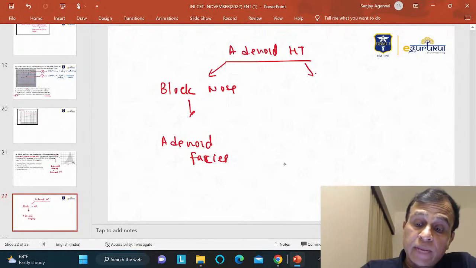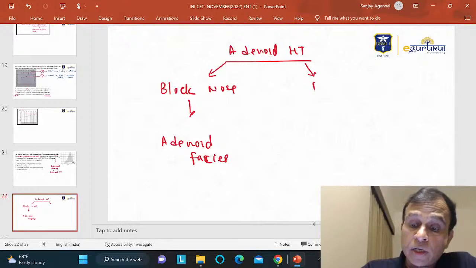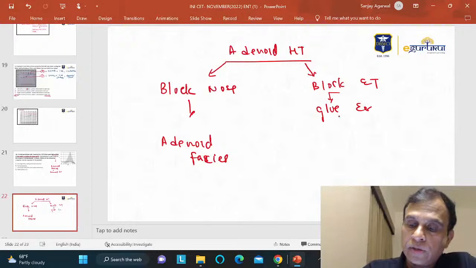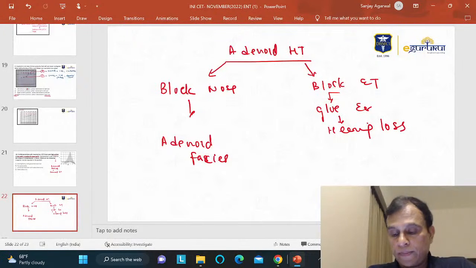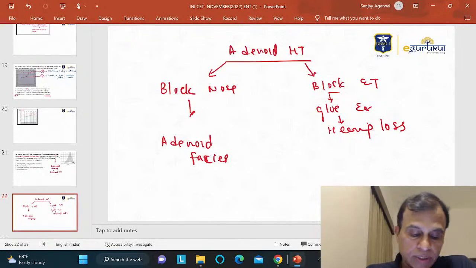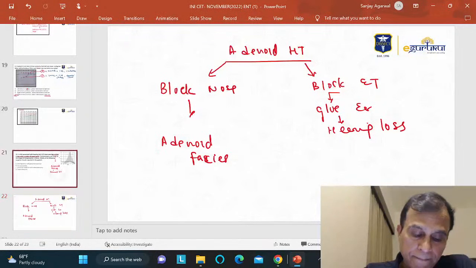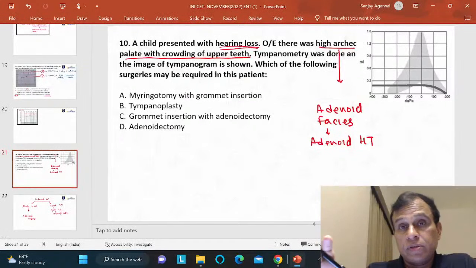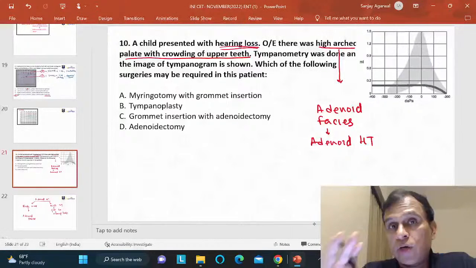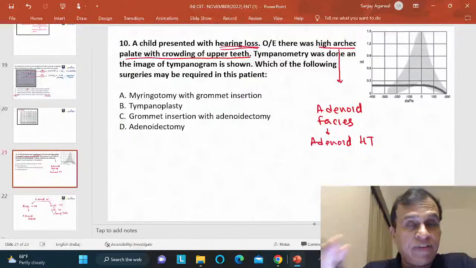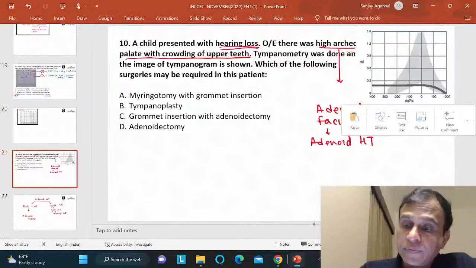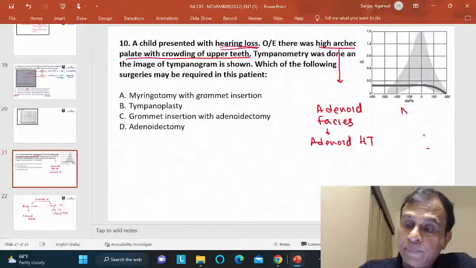The second thing the adenoid hypertrophy can do is it will block the eustachian tube. This causes glue ear, causing hearing loss. These are the two things that adenoid hypertrophy does. And as you can see, the patient has both the problems that can happen with adenoid hypertrophy. It is blocked choana or nose leading to adenoid facies, plus blocked eustachian tube leading to glue ear causing hearing loss. And this tympanogram is called B-type tympanogram.